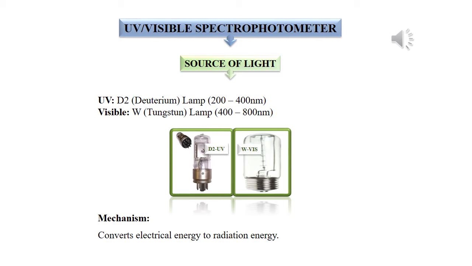Likewise, the tungsten lamp also, when it is electrically heated, after absorbing electrical energy, the tungsten goes to excited state, and to come to ground state it emits radiation, that is in the form of visible radiation between the required range. So the main mechanism of the source of light is that it converts electrical energy to radiation energy.